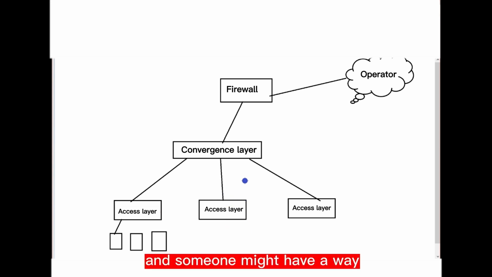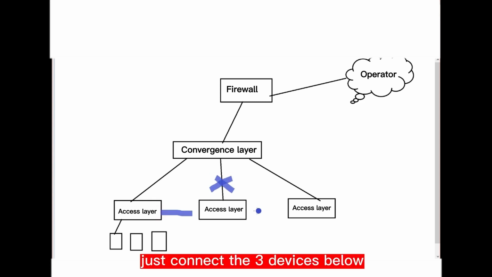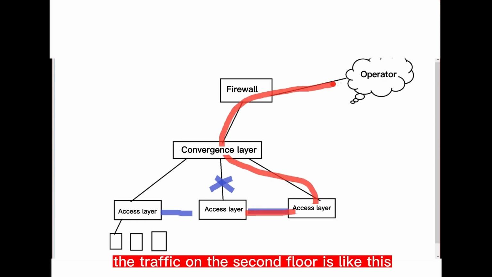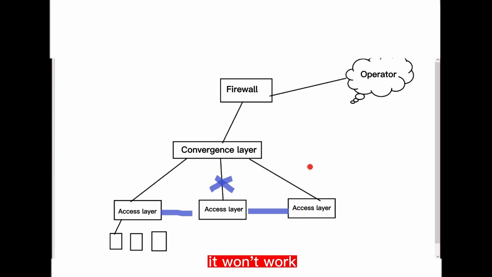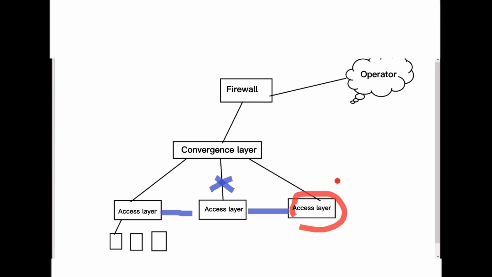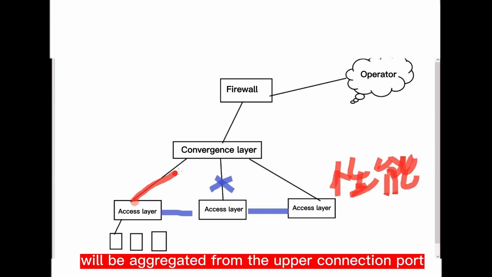And someone might have a way. If this line breaks, just connect the three devices below. If it breaks later, the traffic on the second floor goes like this. Do you think this is feasible? It won't work. Access layer switches usually have a performance problem. Even for terminals in the future, the lower layer terminal traffic will be aggregated from the upper connection port.